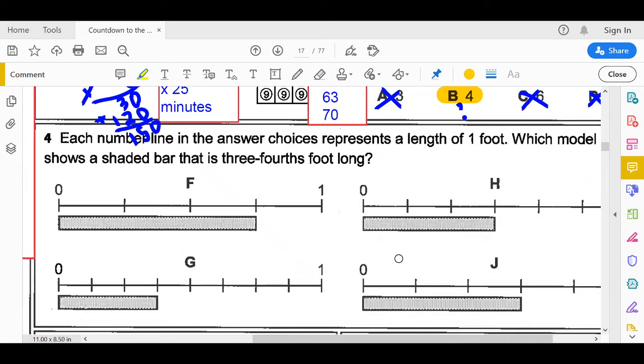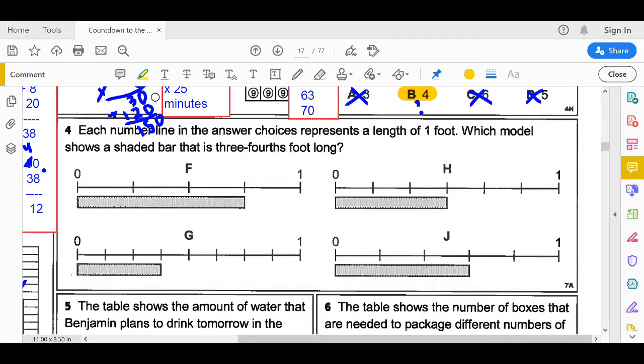Question number 4. This one is a little bit wider there on my screen, so let me just make it a bit smaller so you can read. Okay. Number 4, each number line in the answer choices represents a length of 1 foot. Let me just highlight that. Represents a length of 1 foot. Which model shows a shaded bar that is 3/4 foot long?